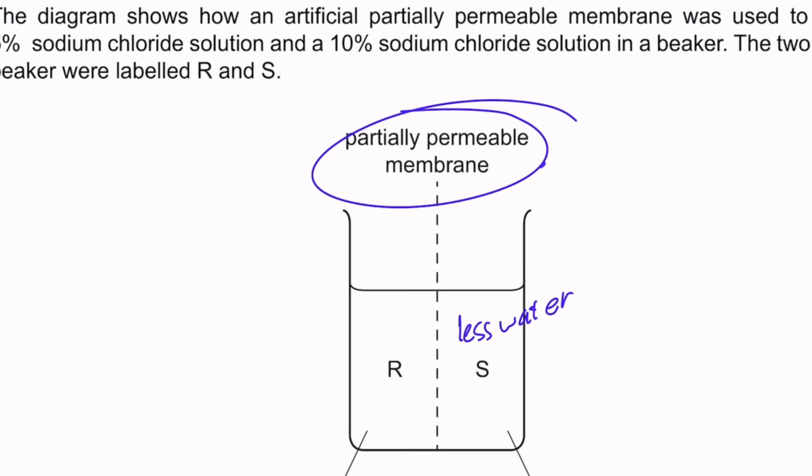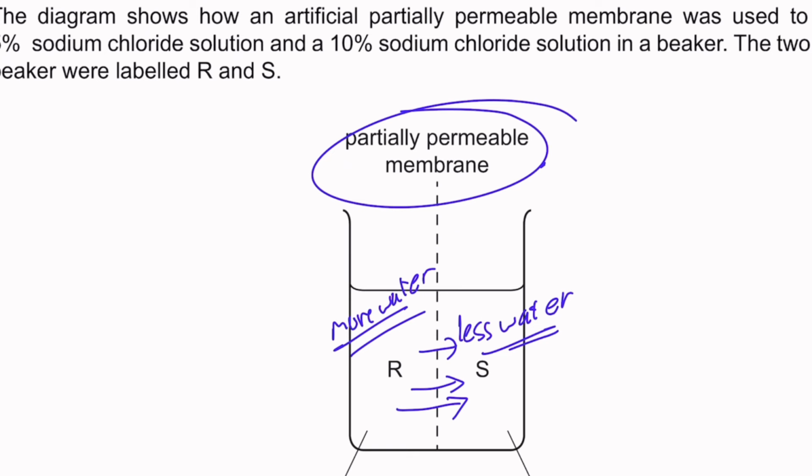And then on the other side, we have 5% sodium chloride, and that means that we have a higher water potential, more water on this side. And so how does water move, guys? Water will move down the water potential from where we have more water to less water until we reach equilibrium, until we have the same amount of water on side R and side S. And so the movement will be like this.